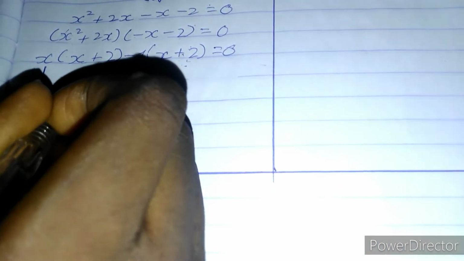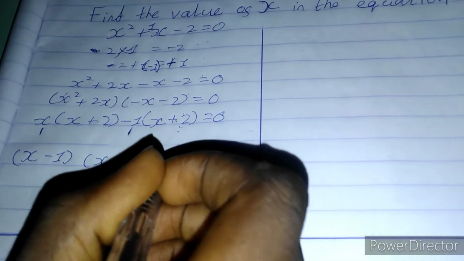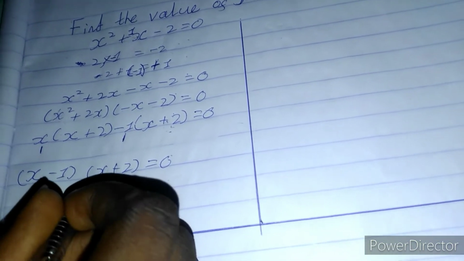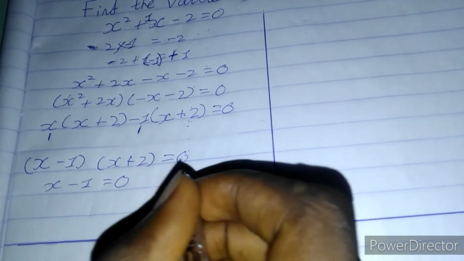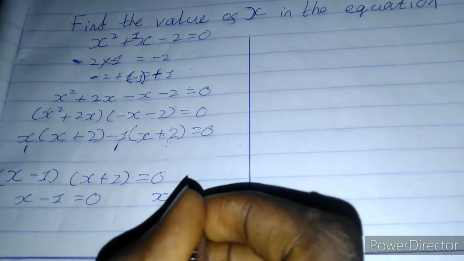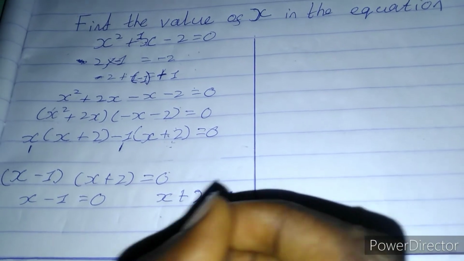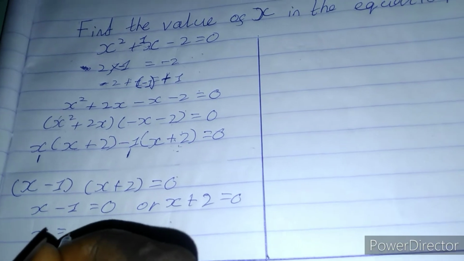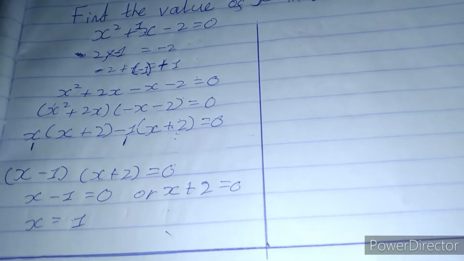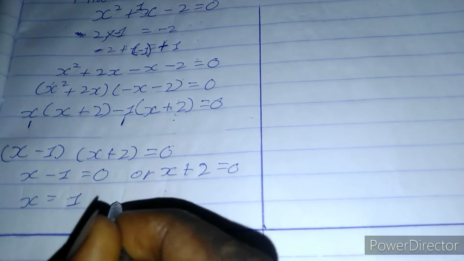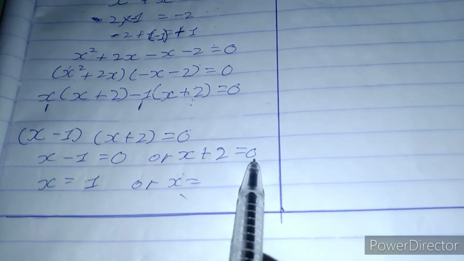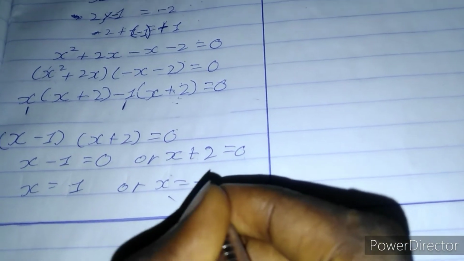x minus 1, x plus 2 equals 0, as we can see. And we equate both to 0. x minus 1 equals 0, or x plus 2 equals 0. So x equals, when this crosses over, it turns to positive 1, equals 1, as we can see. Or x equals, once this crosses over, the sign changes to negative, minus 2.